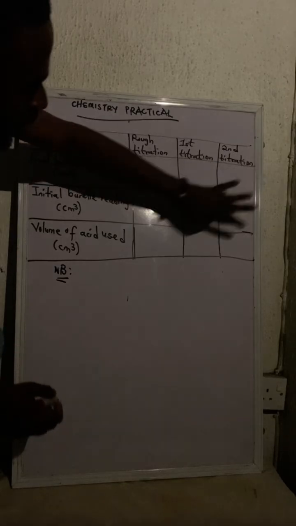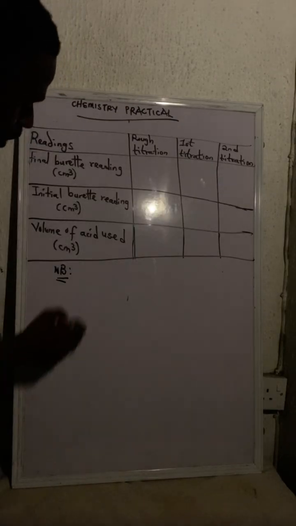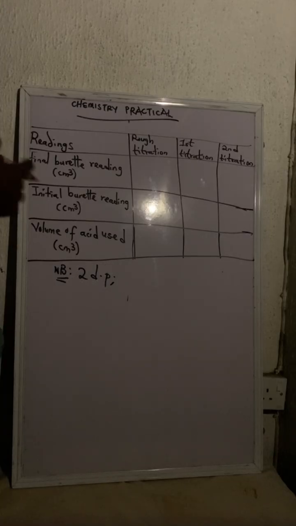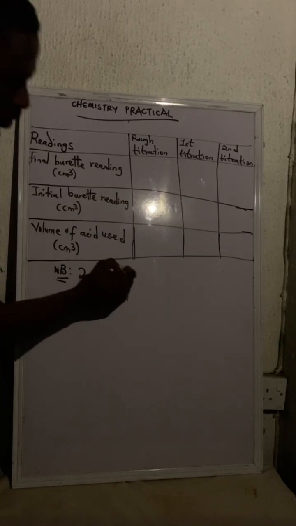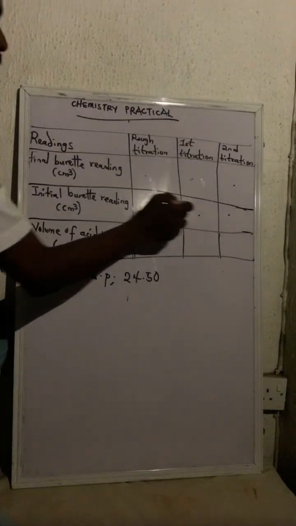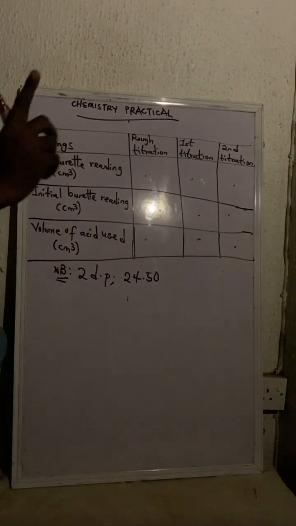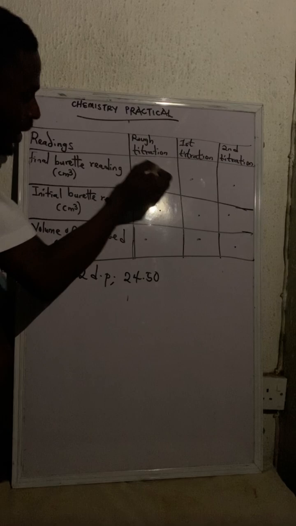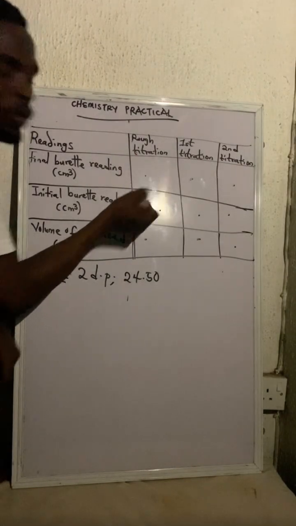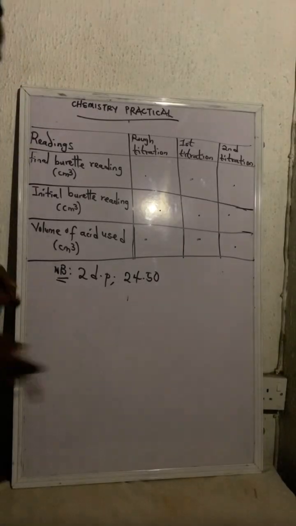Now, one thing you should note is that all the readings, all the numbers you put in this table, must be in 2 decimal places. If you have 14.90 or 24.5, just put 24.50. Every single thing here must be in 2 decimal places. That's number 1. Number 2, any reading you get for the rough titration, it means you might not use it. Let me give you a cheat code.